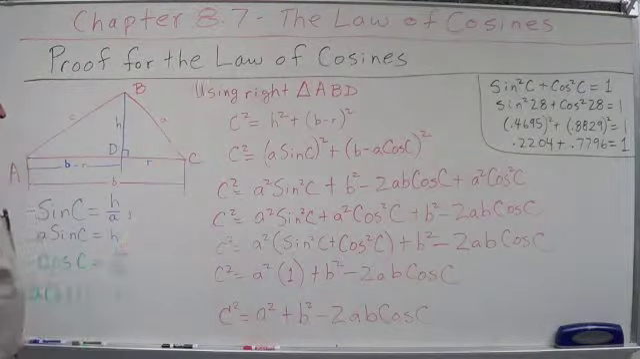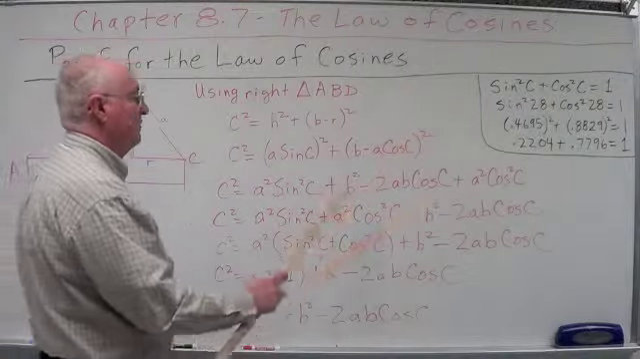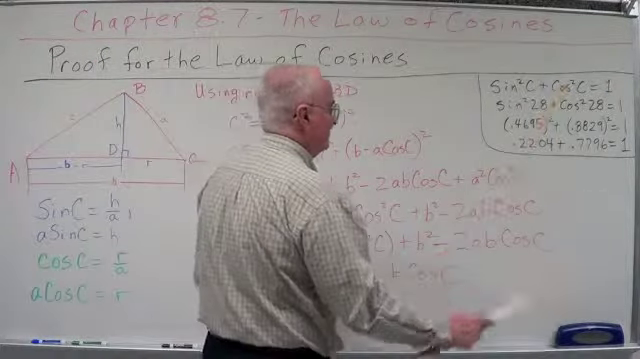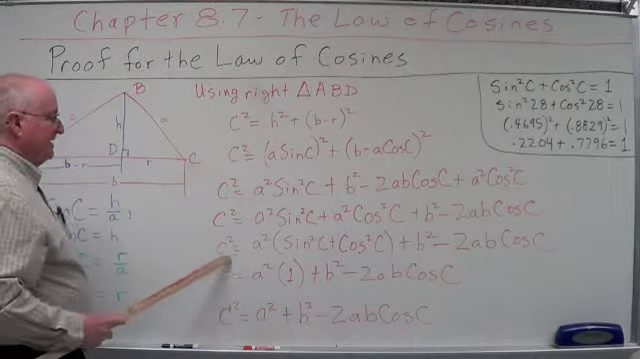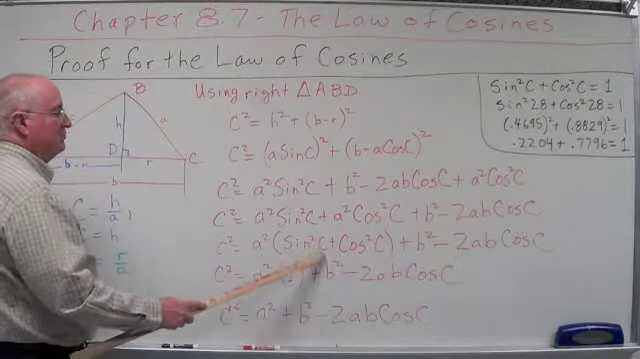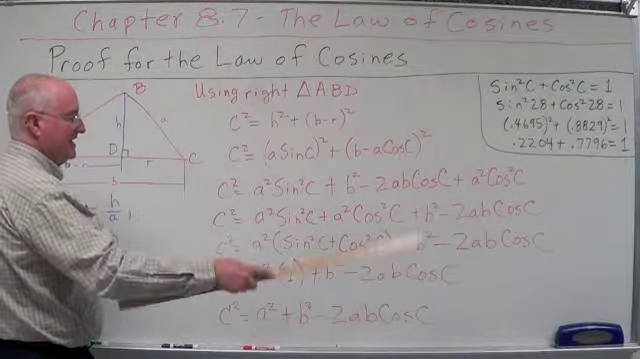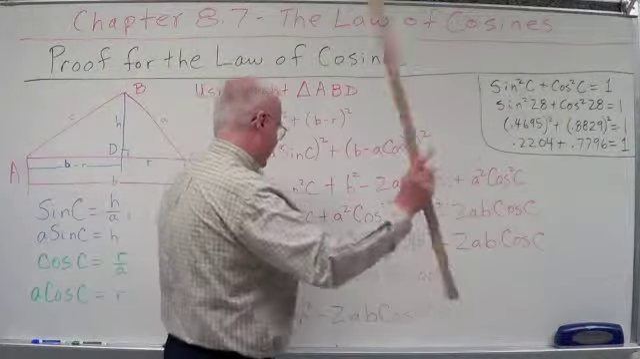So we have c squared equals a squared sine squared of c plus a squared cosine squared of c plus b squared minus 2ab cosine of c. We're going to undistribute that, and we have c squared equals a squared quantity sine squared of c plus cosine squared of c, close parenthesis, plus b squared minus 2ab cosine of c.